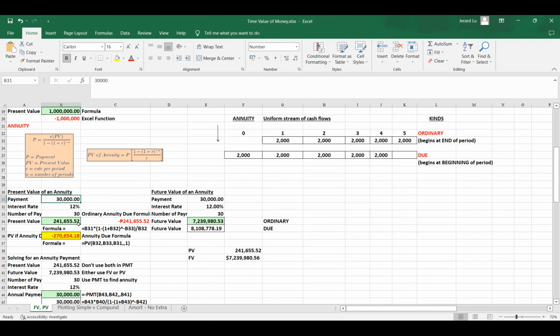That's row 34. So if I have an annuity of 30,000 at 12% and the equivalent present value is 241,655, how many years will it take? Of course, we know the answer should be 30, because we solved already for this 241,655. We were just replacing the unknowns. This time the unknown is the number of payments, and we expect that to be 30. Okay, thank you so much, Gerard. Let me get back control of the screen.